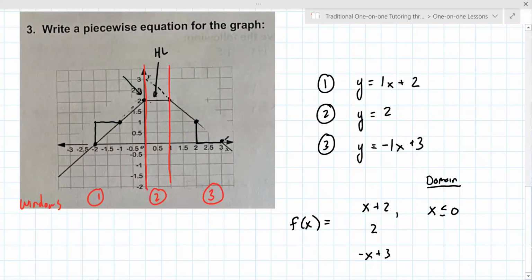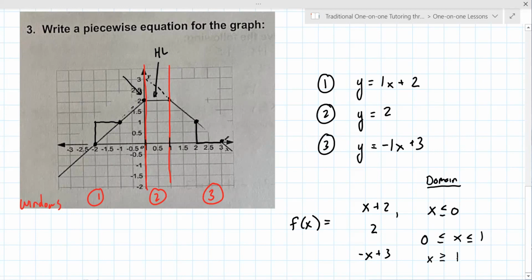This 2 goes from 0 to what value here? 1. It works in that region. So these are just the x values that we're writing now. And then the last one is good for x greater than or equal to 1.